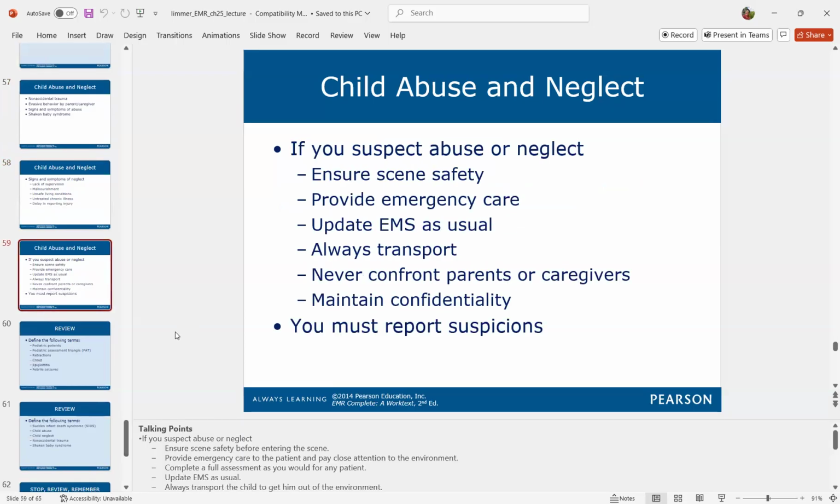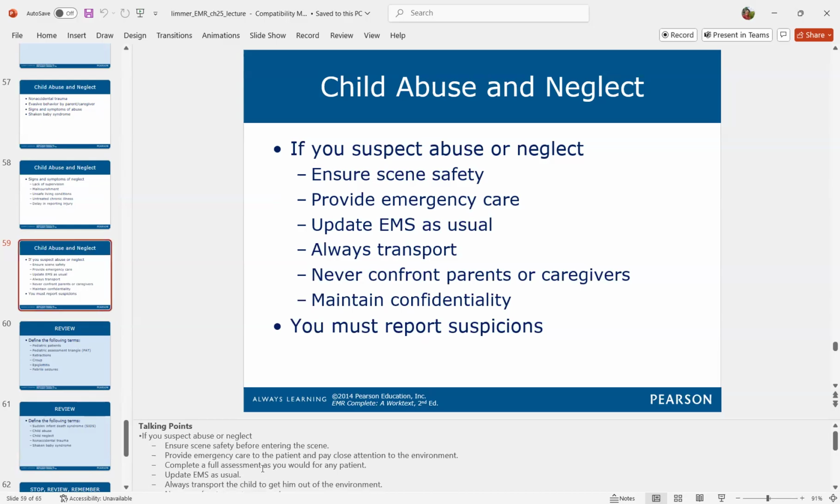All right, if we suspect abuse or neglect, ensure the scene is safe before we enter the house. Provide emergency care to the patient. Pay close attention to the environment that they're in. Complete a full assessment as you would for any other patient. Update EMS as usual.